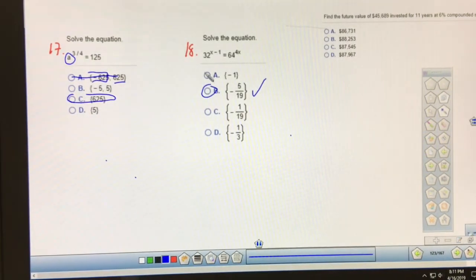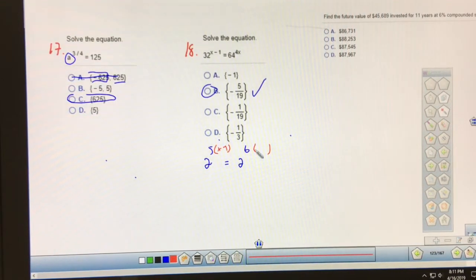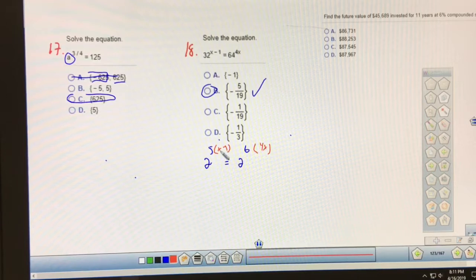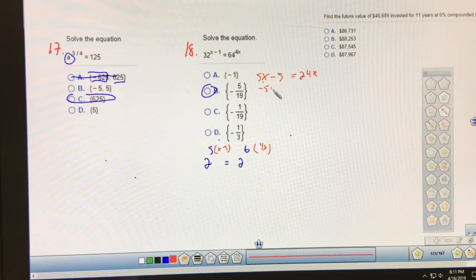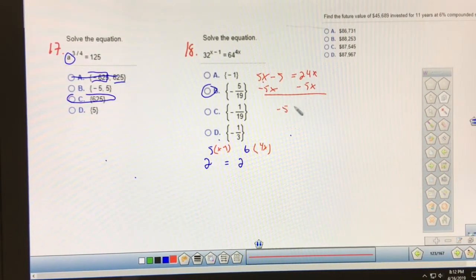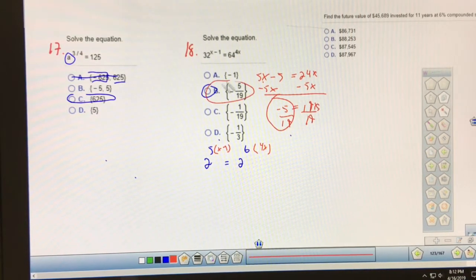To do it by hand, I would have to rewrite this as a base 2. So you have to know that 32 is 2 to the 5th, and that 64 is 2 to the 6th. Then you would have to bring down that exponent of x minus 1, bring down that exponent of 4x, and then solve this top part, 5x minus 5 is equal to 24x. So I minus 5x on both sides. That's going to give me -5 equals 19x. And then when I divide both sides by 19, I get the exact answer the way that they wanted me to. You have to write it as a common base.